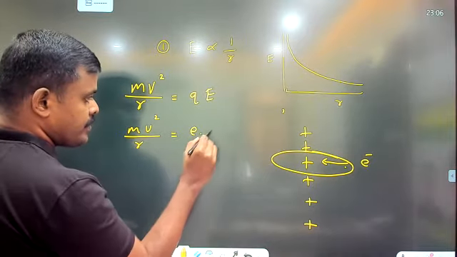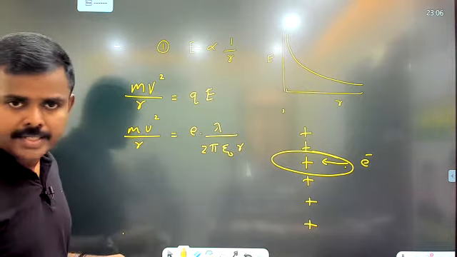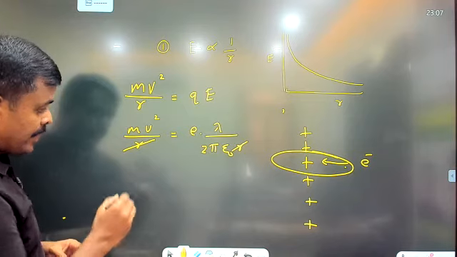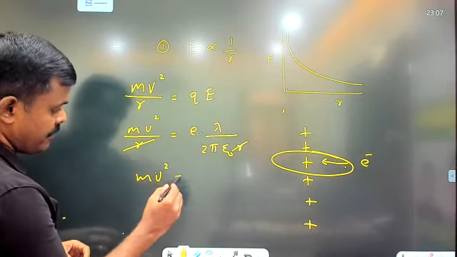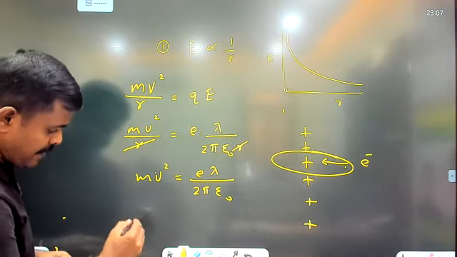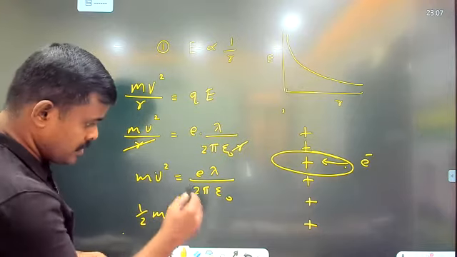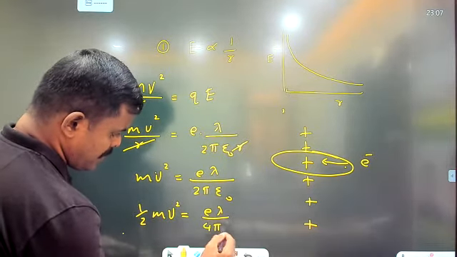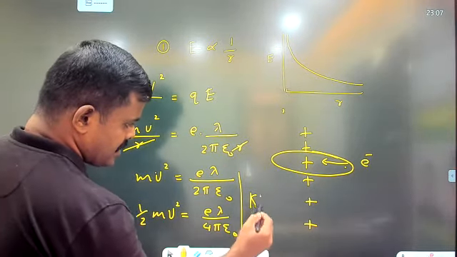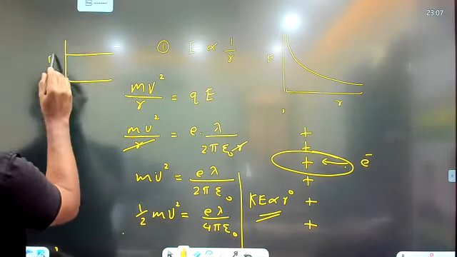What is electric field due to a line of charge? Lambda by 2 pi epsilon 0 r. Correct? I can cut r and r here. What will I get? mv square is equal to E lambda by 2 pi epsilon naught. I need half mv square, kinetic energy, so I should multiply the right side also with half. So that becomes E lambda by 4 pi epsilon naught. Is there any r in it? No. So kinetic energy is independent of distance, which means the graph is going to look like this. Kinetic energy against distance.